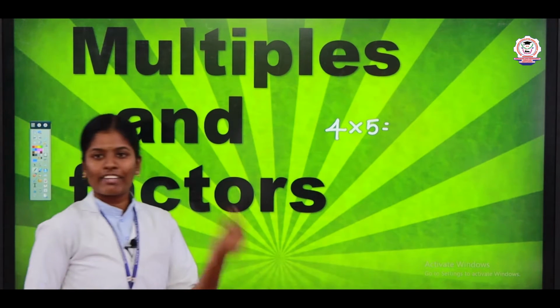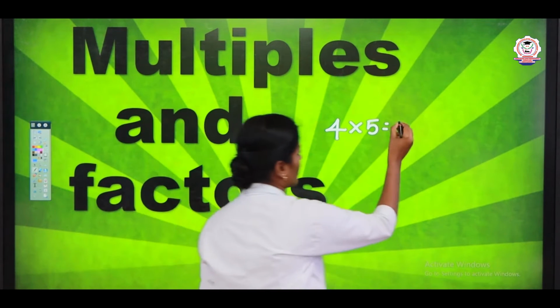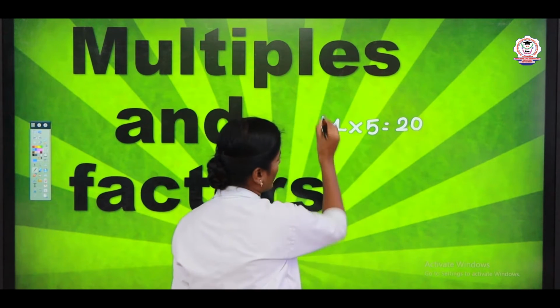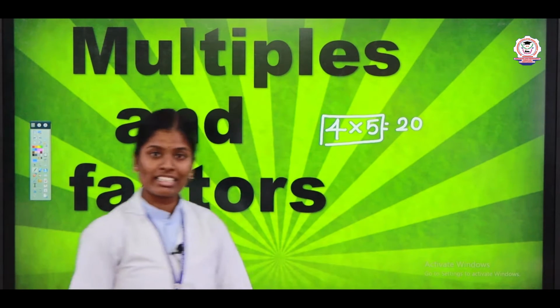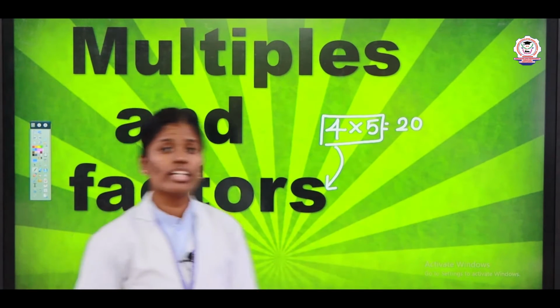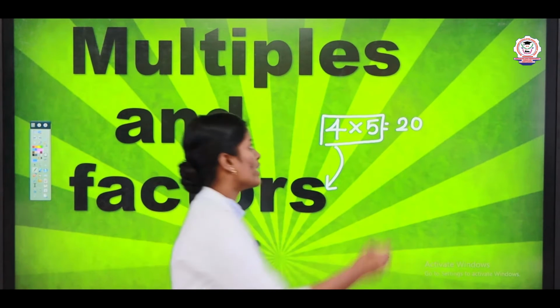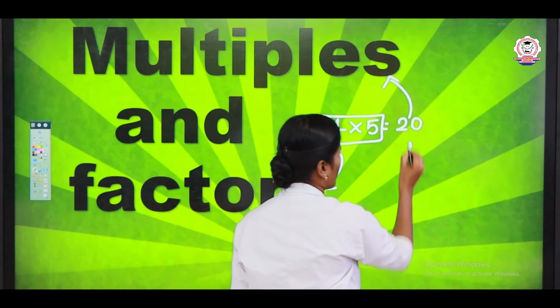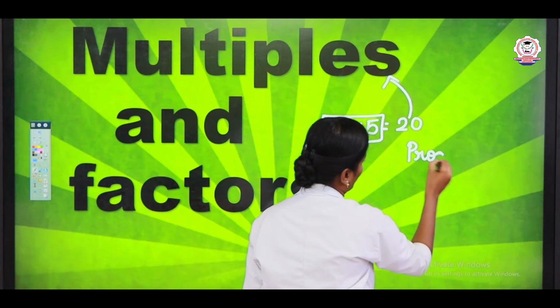Here, 4 fives are 20. The answer is 20. 4 and 5 are called the factors, and 20 is called the multiple or product.